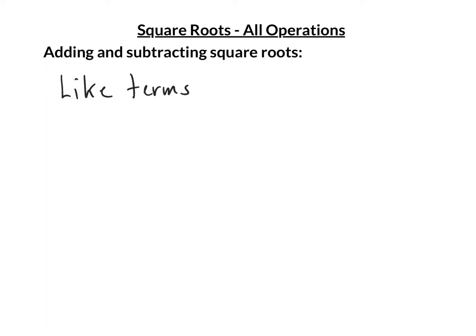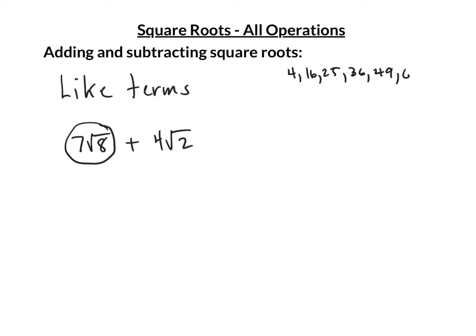That means if I ask you to add 7 root 8 and 4 root 2, you can't add them, except you can. You don't really know if you can add roots until you simplify the root. 8 has a perfect square in it. 4, 16, 25, 36, 49, 64. In fact, 8 is 4 times 2.